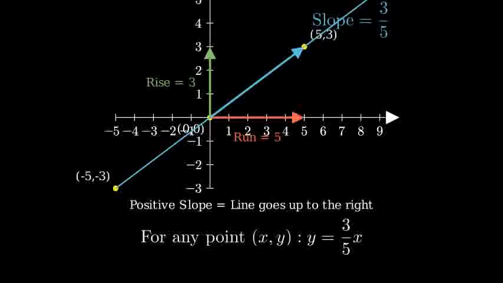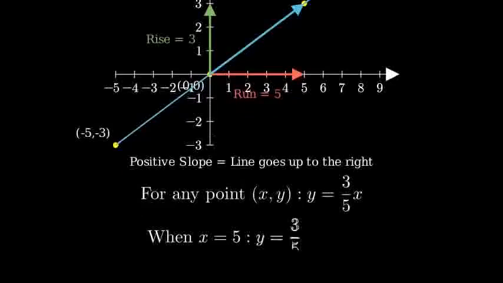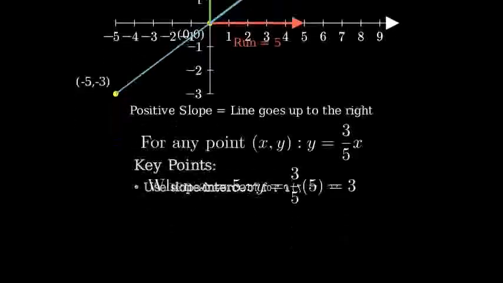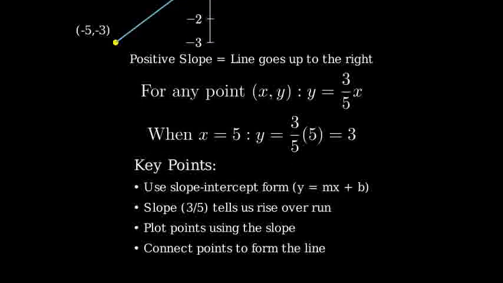To verify any point on this line, we can substitute its x-coordinate into our equation y equals 3/5 x to find its y-coordinate. For example, when x is 5, y equals 3/5 times 5, which equals 3, giving us the point 5, 3 that we plotted earlier. And that's how we graph y equals 3/5 x.